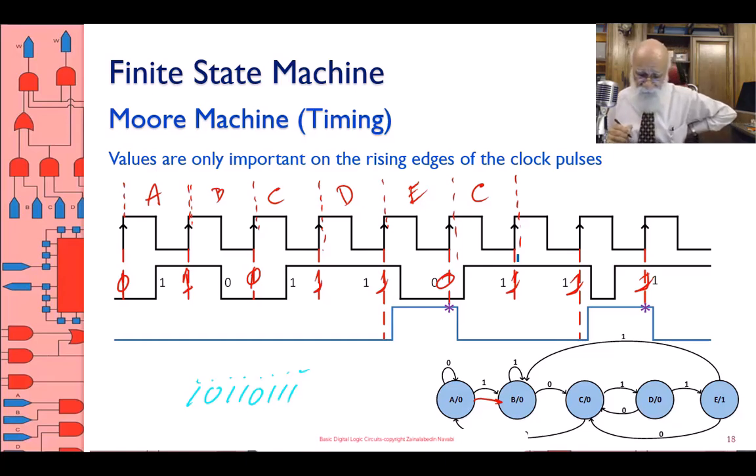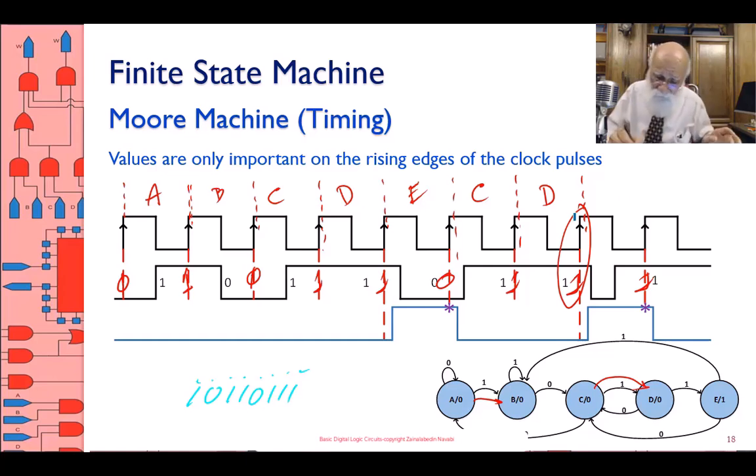In state C, I see a 1, and therefore it takes me to state D. In state D, I have a 1 on the input. Don't worry about the input going 0 and 1 and all that. That doesn't matter. What is important is that in state D, I have a 1 on the input on the rising edge of the clock. In state D, with a 1, I go to state E. In state E, with a 1, I go to state B.